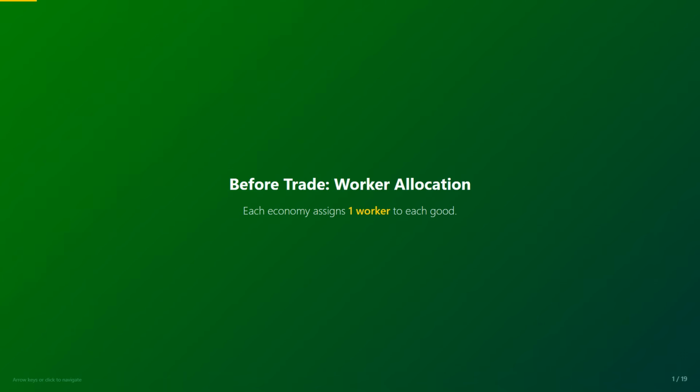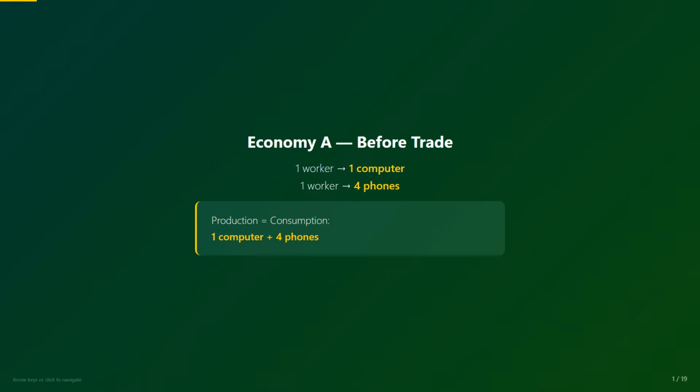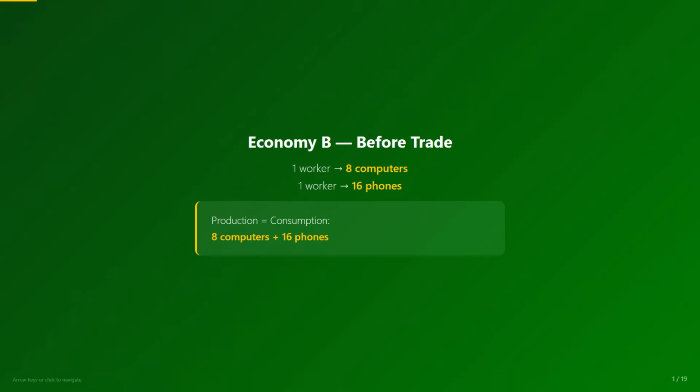Now let's set the production point before trade. Let's assume that initially, each economy assigns 1 worker to produce computers and 1 worker to produce phones. In economy A, 1 worker produces 1 computer, the other produces 4 phones. So economy A's production point is 1 computer and 4 phones. This is also their consumption point, they produce and consume this. In economy B, 1 worker produces 8 computers, the other produces 16 phones. So economy B's production and consumption point before trade is 8 computers and 16 phones.